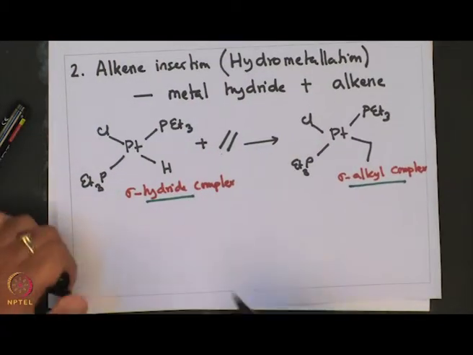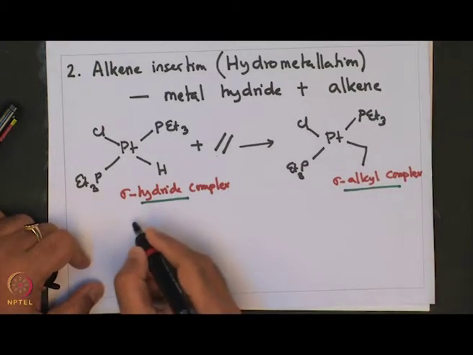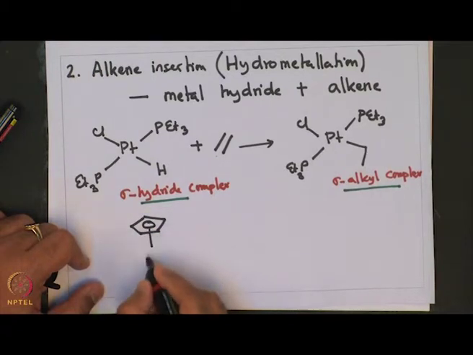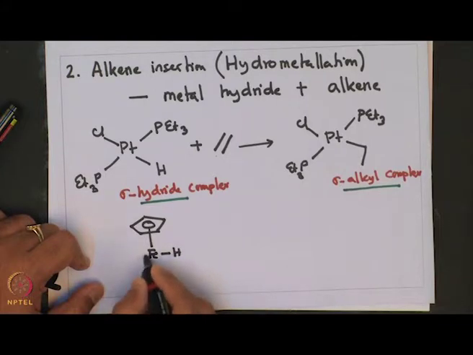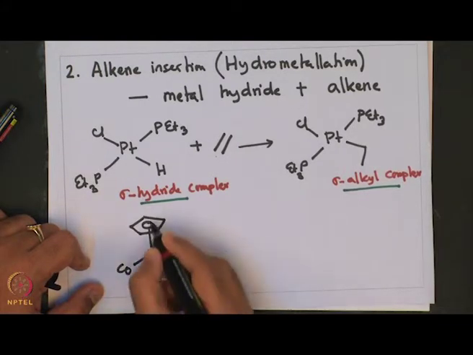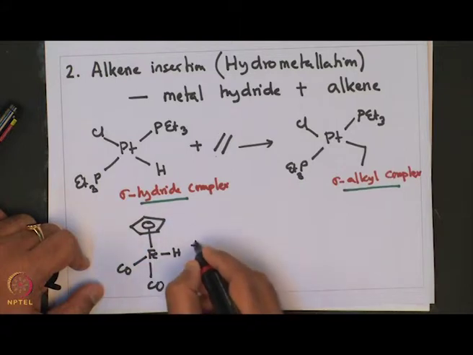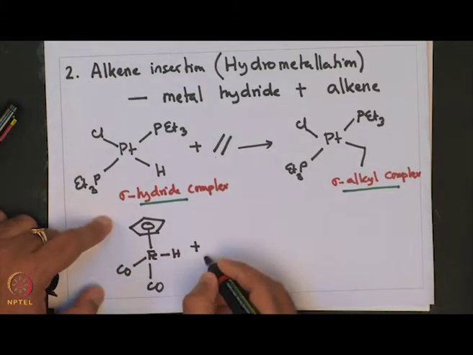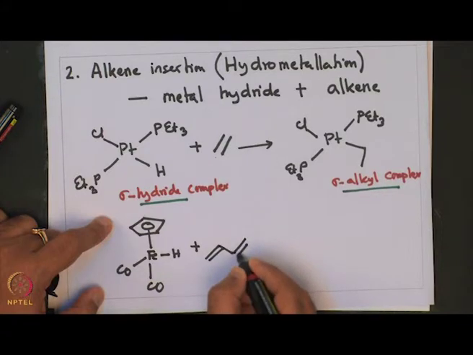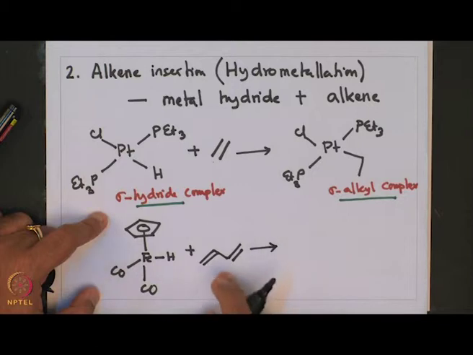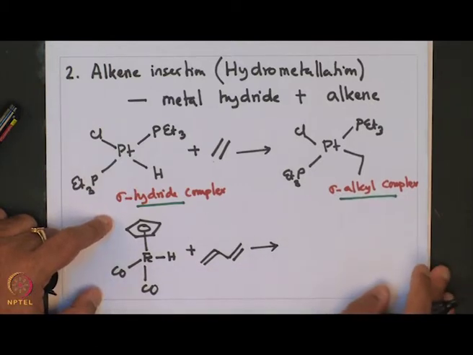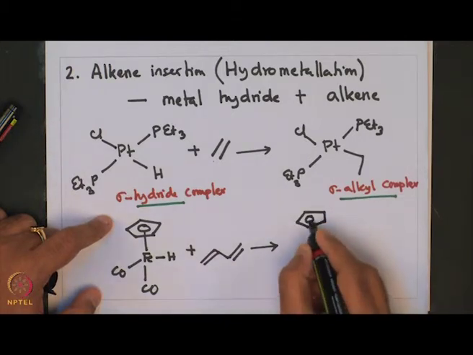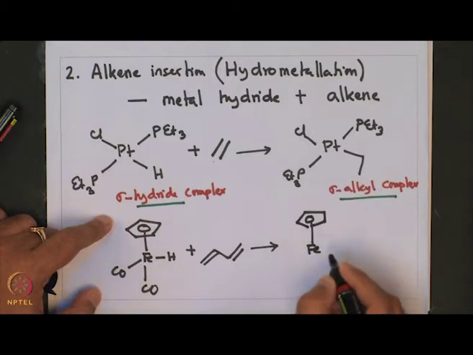We will illustrate this with another example in which an iron dicarbonyl hydride bound to one cyclopentadienyl ring, so this also is a sigma hydride complex, reacts with butadiene, which is an alkene, a conjugated alkene, giving 1,4 inserted products.